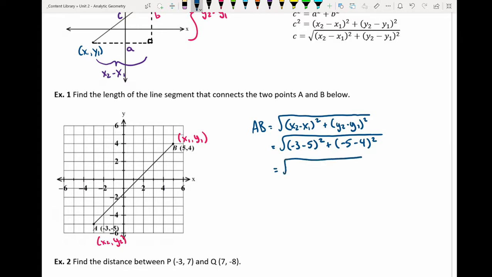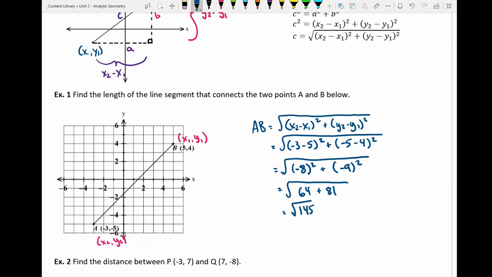So keep going through, and I'm just simplifying. So negative 3 minus 5 is negative 8 squared, plus negative 9 squared. And in the end, I should end up with 64 plus 81. So we have the square root of 145.